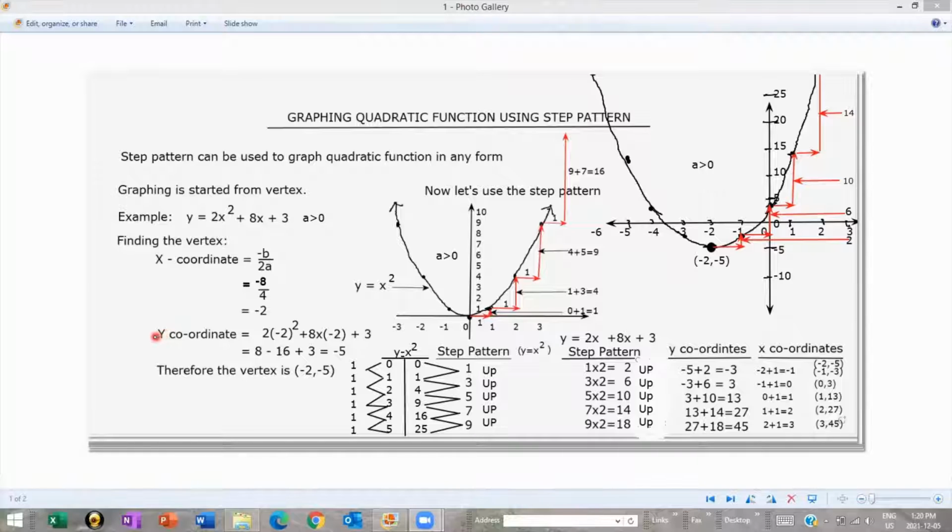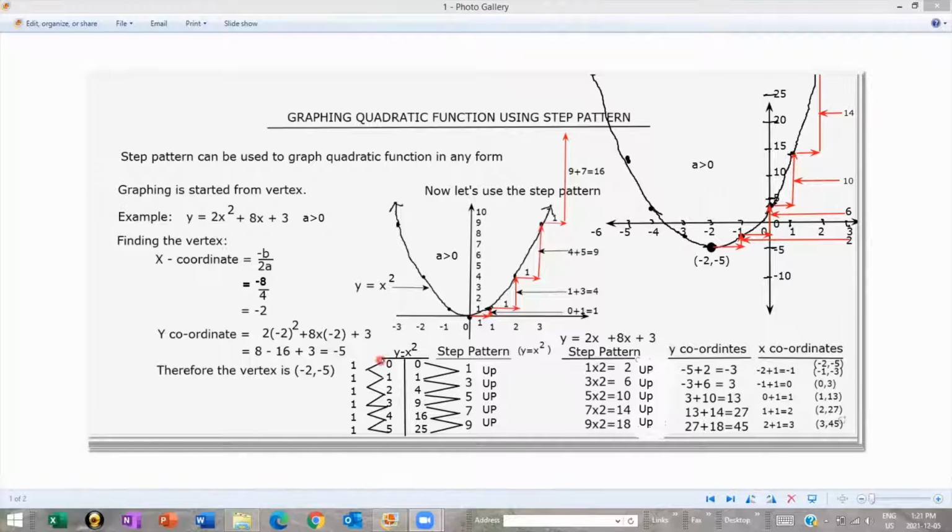Then we can plug x equals negative 2 into this equation, and we get y, the y-coordinate of the vertex, which is negative 5. Therefore the vertex is (negative 2, negative 5). We first locate this point on the graph, and from this point onward, we move in steps like this.